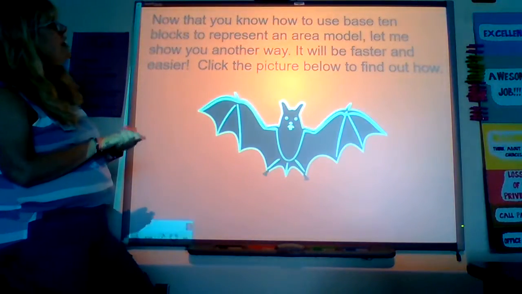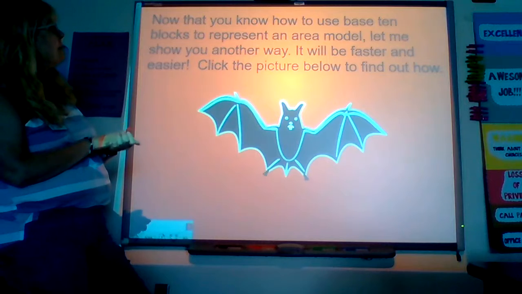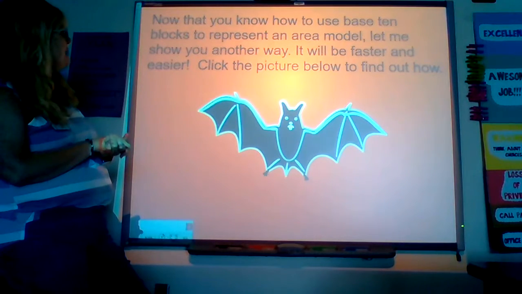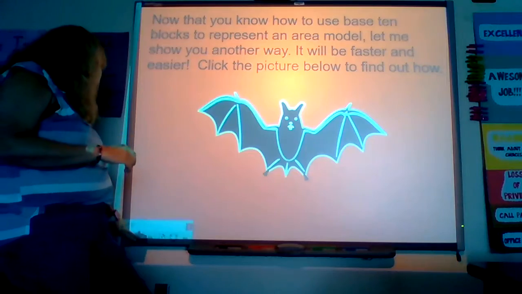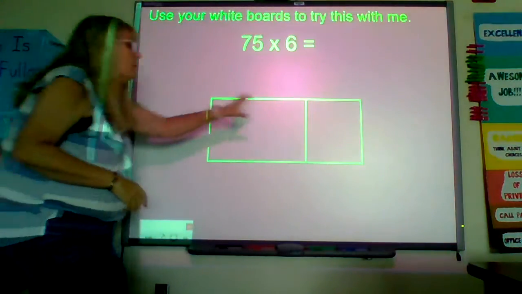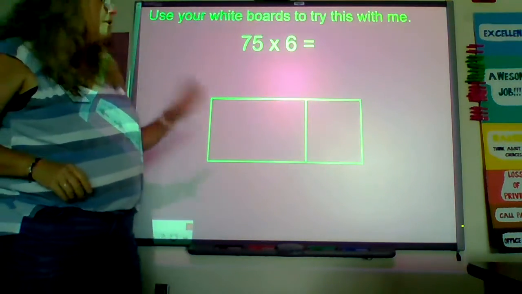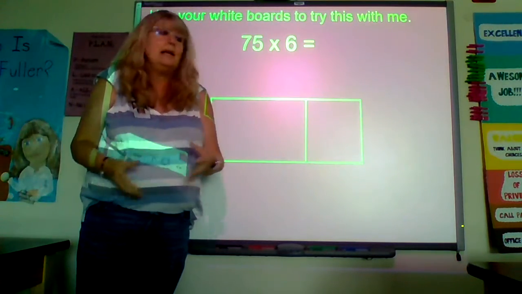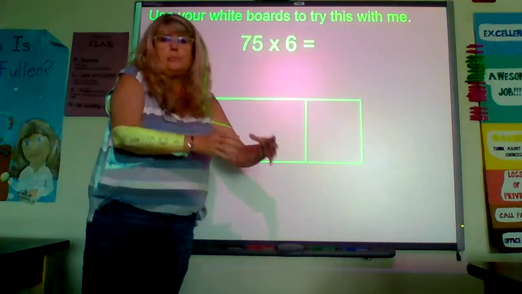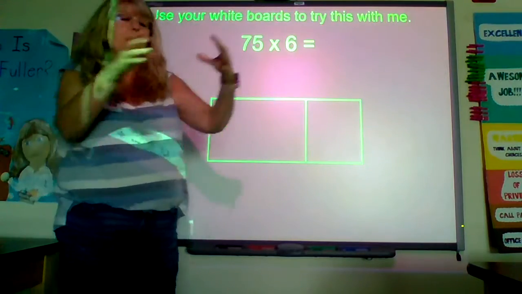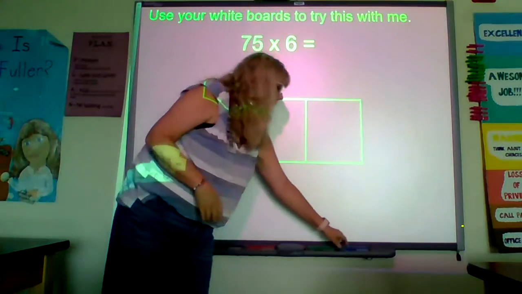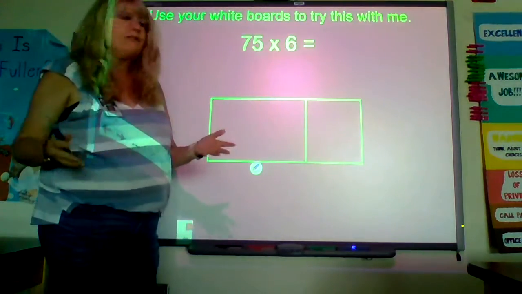Okay, now that you know how to use base 10 blocks to represent an area model, let me show you another way that will be faster and easier. Okay, now we're going to do something, and it kind of reminds me of a house, because a house has house plans, right? And you've got the bedroom, and you've got the living room, and you've got the bathroom, and you've got the kitchen. Well, this area model, to me, represents kind of like a floor plan.